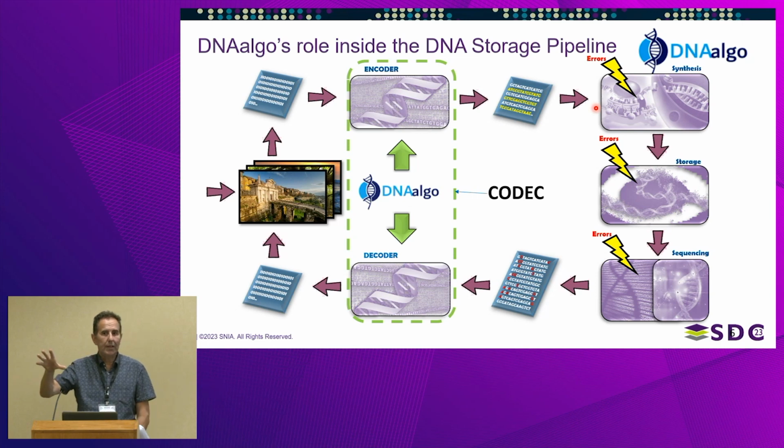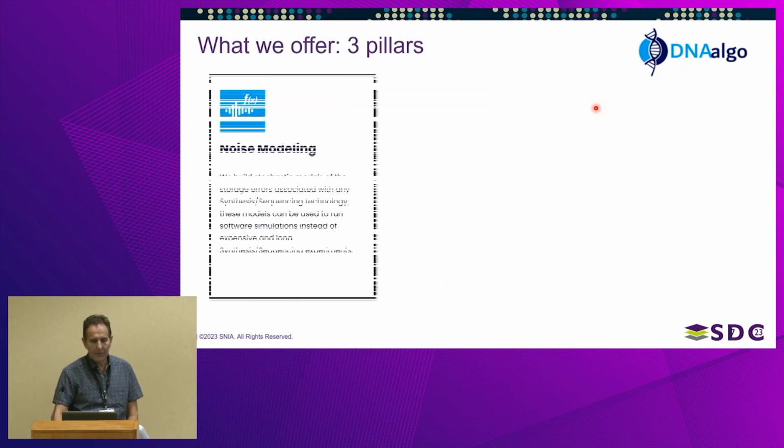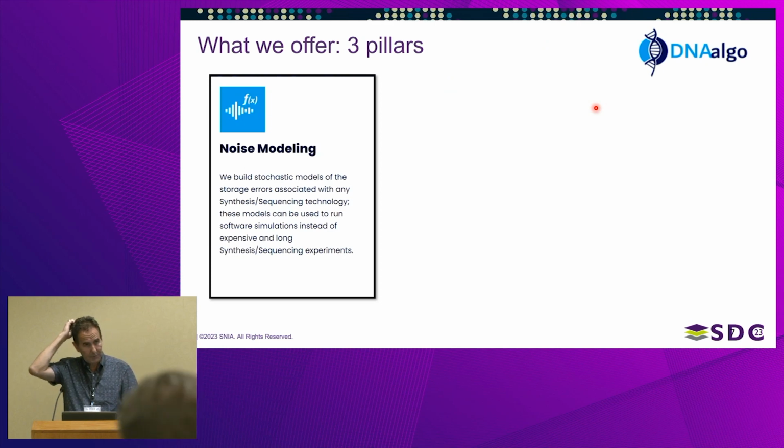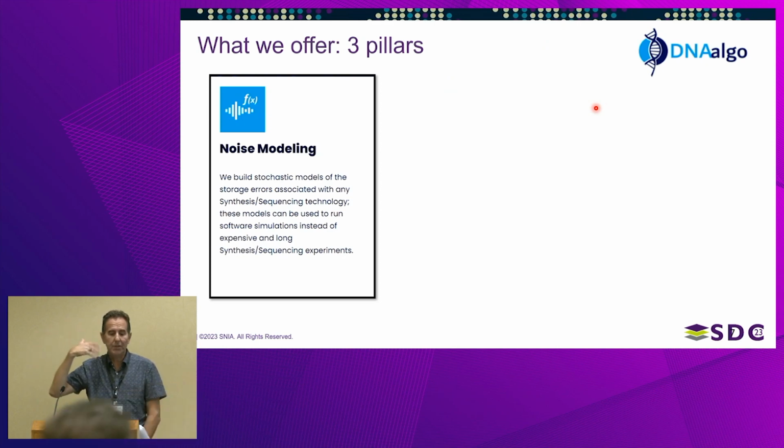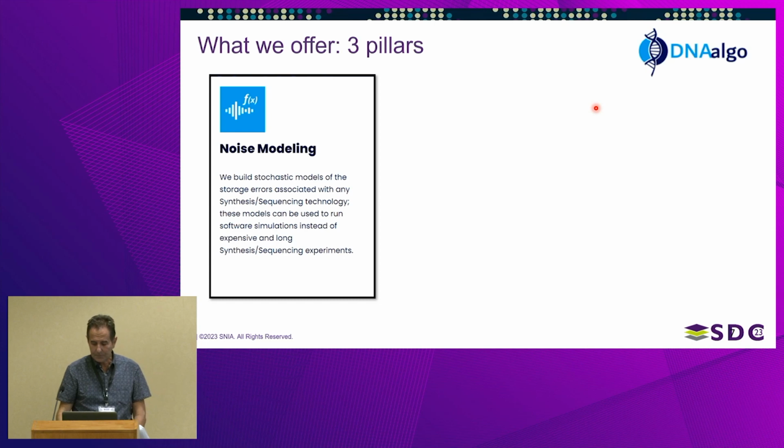So when we look at a standalone company, what's the value proposition of a company on a standalone basis? The value proposition and the strategy and what we deliver are three things. One is we can take the information from the synthesis or sequencing partner and characterize the channel. So it's the modeling and the noise modeling of that. That's one.